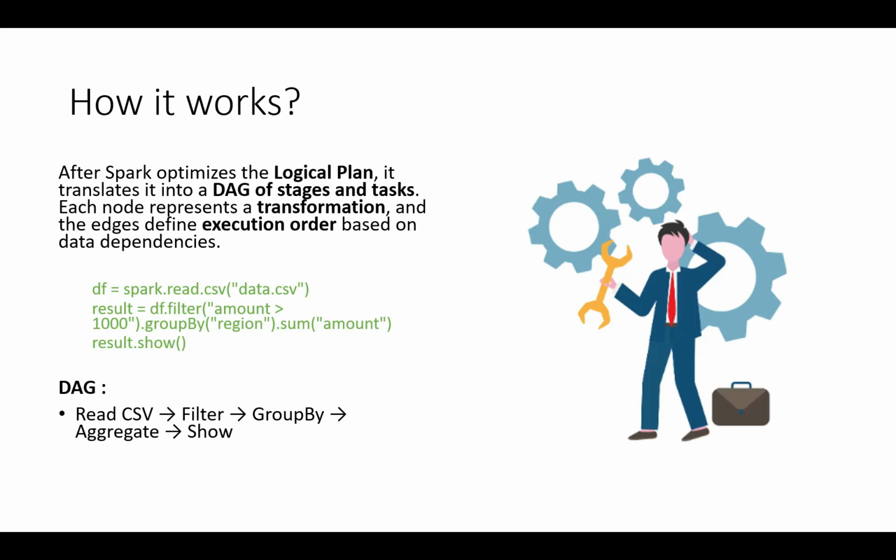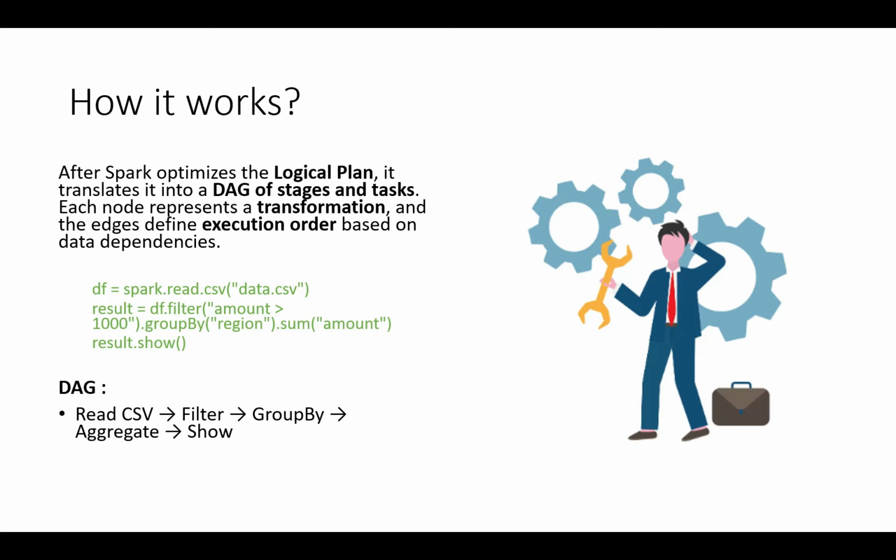Now, how does a DAG work? After the logical plan is optimized, it will translate into a DAG of stages and tasks. One correction: I probably said a DAG will be created and then a logical plan. It's the other way around. The logical plan will be created and it will be translated to a DAG. The DAG will have all those operations and dependencies, and it will tell you what the stages and tasks are. So each node represents a transformation and the edges are nothing but dependency and the execution order, because we said that it is a directed graph in one direction. So that gives you the execution order.